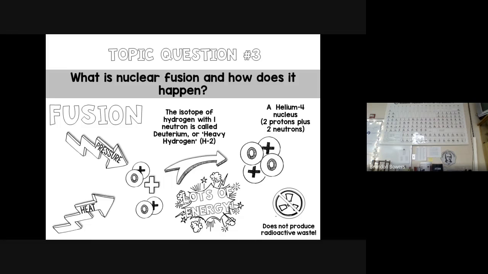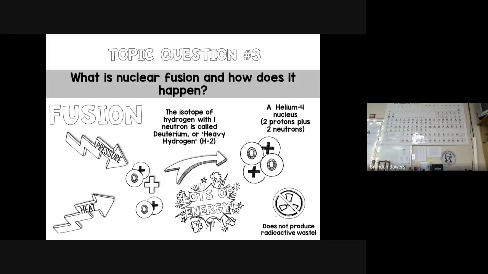Last slide. Okay. So, as we already know, we need pressure, we need heat, we need the isotope of hydrogen with one neutron, which is called deuterium. So we need deuterium. In other words, H2. And what it creates is a helium nucleus that has 2 protons and 2 neutrons.